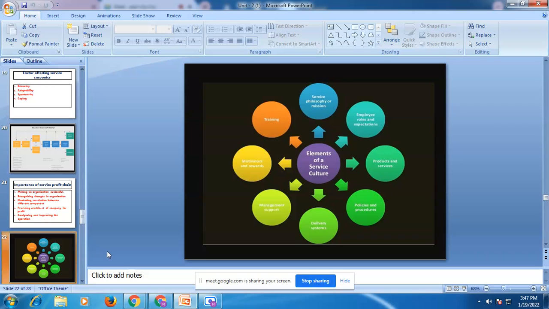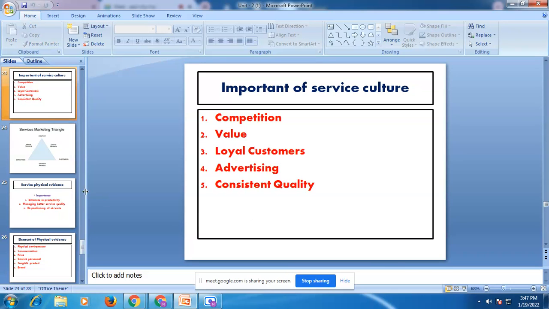Next is the elements of a service culture. The elements of a service culture are service philosophy or mission, then employee role and expectation, then policies and procedures, then management support. Next is products and services, then motivators and rewards, then training, delivery system, and service philosophy or mission. So there are a total of eight types of elements of a service culture.